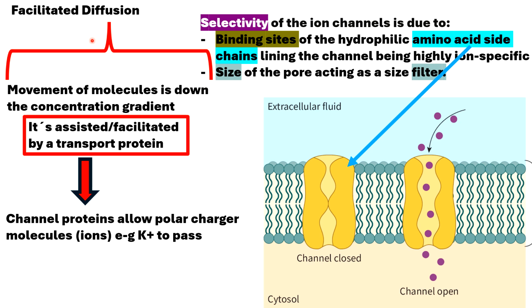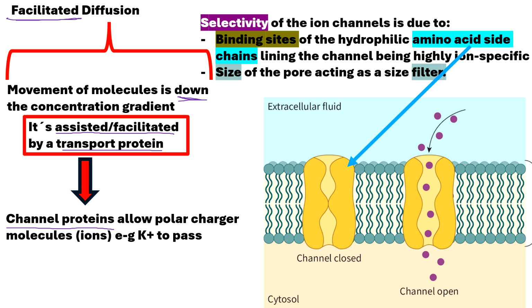We've looked at simple diffusion. Now let's look at facilitated diffusion. Facilitated, let me underline it, is a key word. So it's going to be the usual movement of molecules down the concentration gradient from high to low, but this time it's going to be assisted or facilitated, as the name suggests, by a transport protein, such as a channel protein.